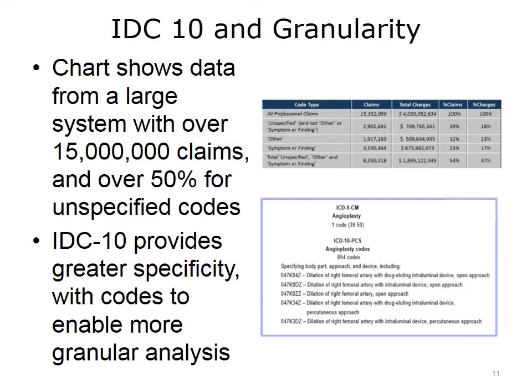The second chart shows the old ICD-9 code for angioplasty, or doing a heart procedure to clear out a clot. In ICD-9, there was only one code for angioplasty.